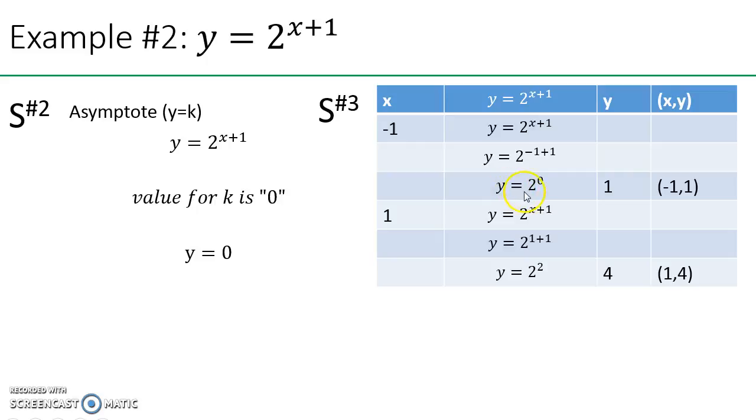So we have y equals 2 to the 0 power. Anything raised to the 0 power is 1. So my first value is (-1, 1). Here, we plugged in 1 for x. So now where the x is, we have 1. So 1 plus 1 gives us 2. y equals 2 squared. 2 squared is 4. So this value is (1, 4).